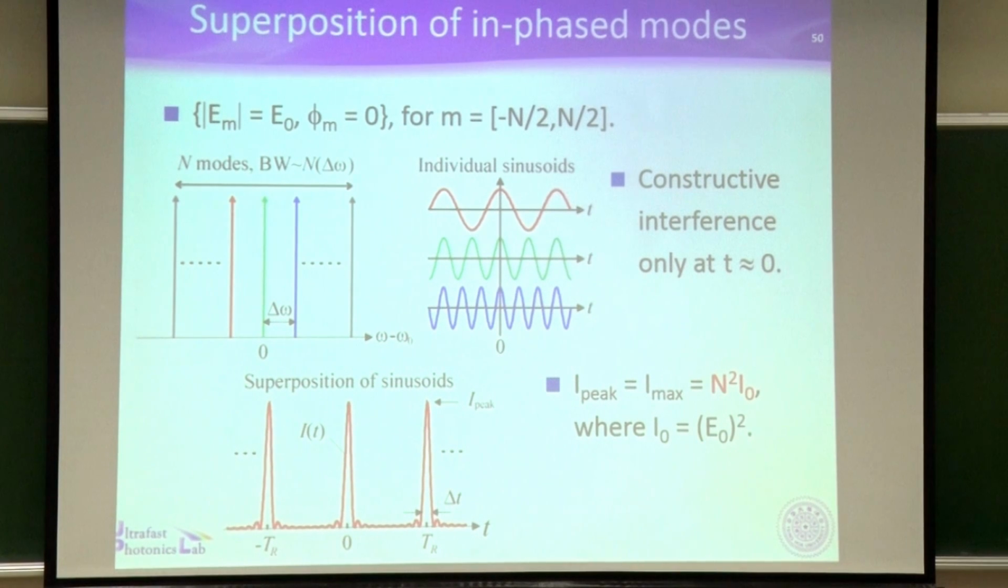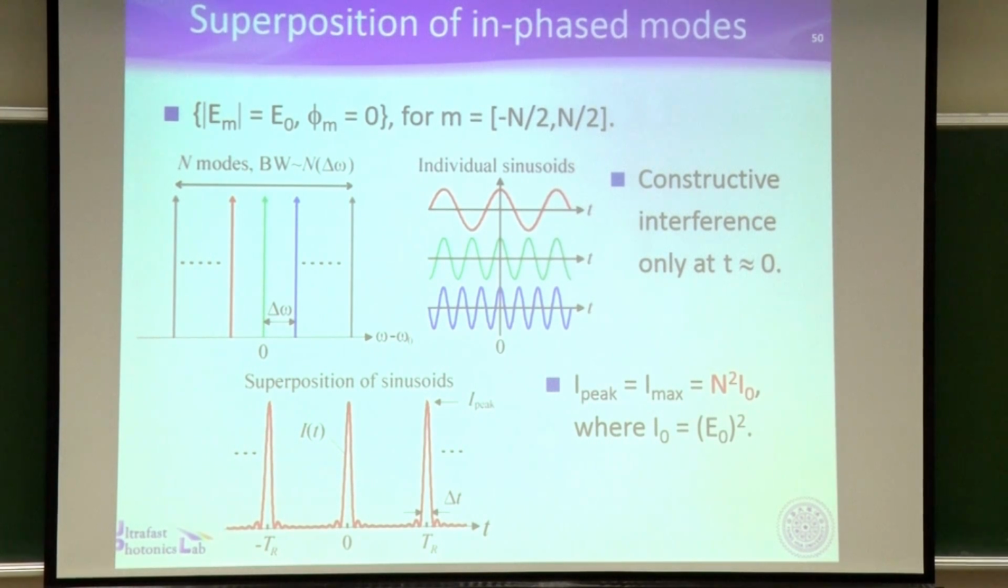And quantitatively, the peak intensity is about N squared of I0. I0 is the peak intensity due to a single mode, E0 squared. Okay? So if you sum big N modes together and they are in phase, your peak intensity will increase not by a factor of big N, but by a factor of big N squared. A large enhancement occurs.